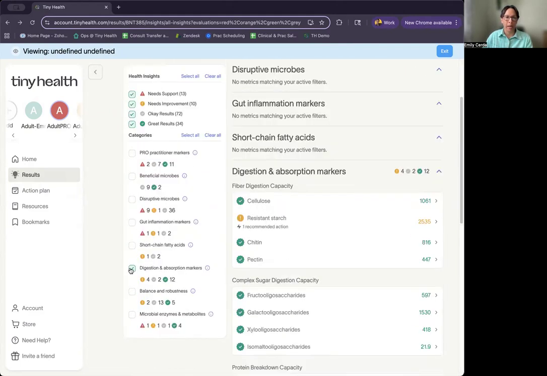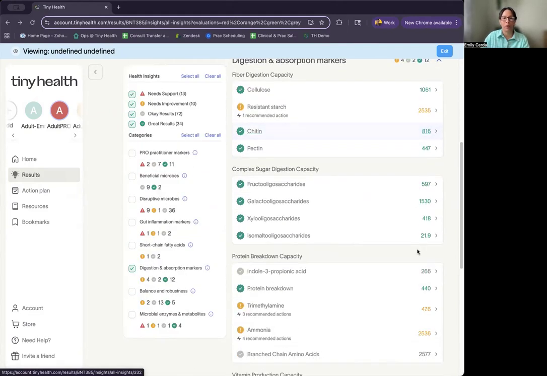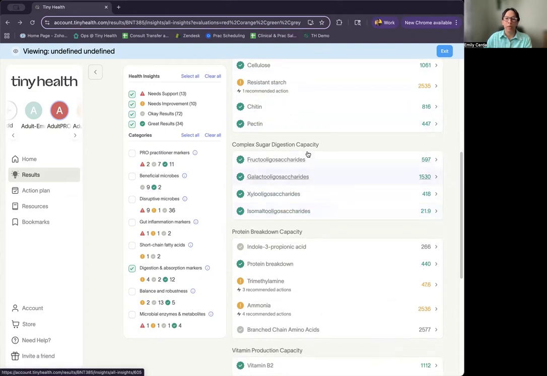Okay, back in to digestion and absorption. So these are the fiber types. Then underneath that, we have complex sugars. So these all look optimal for this patient. It is the same story as those fibers above. If we had something in the yellow, it means that we need to eat more of that food type.